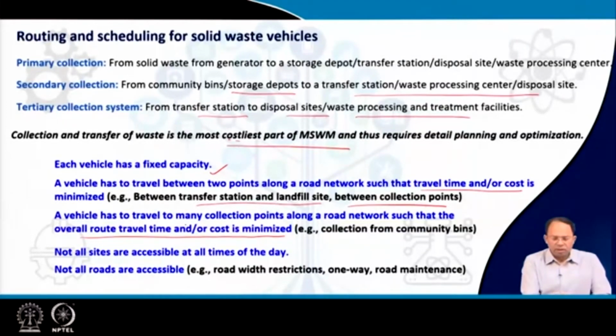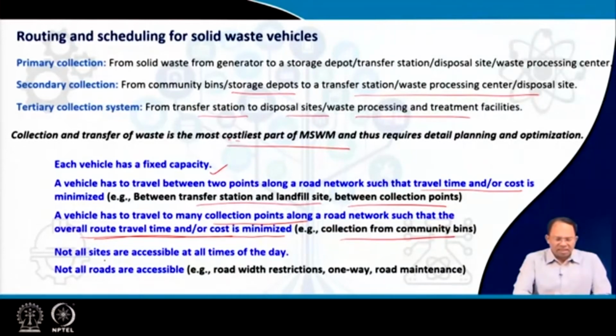So that is, a vehicle has to travel to many collection points along a road network such that the overall route travel time or cost is minimized. So for example, collection from different community bins in an area and then taking it to a landfill site. So the overall route has to be designed in such a way that the overall route time taken to traverse this route is minimized.